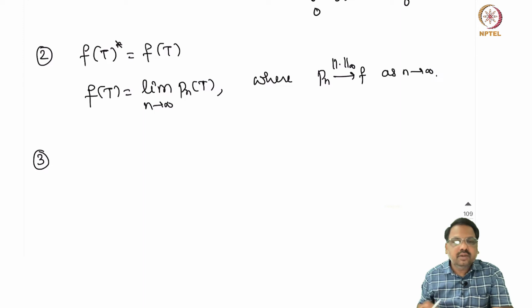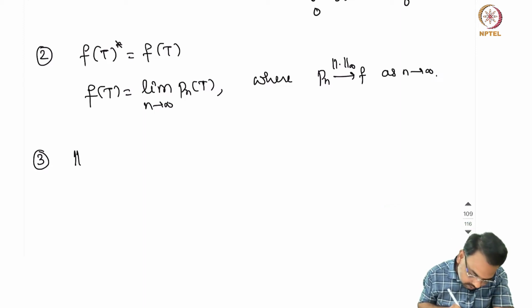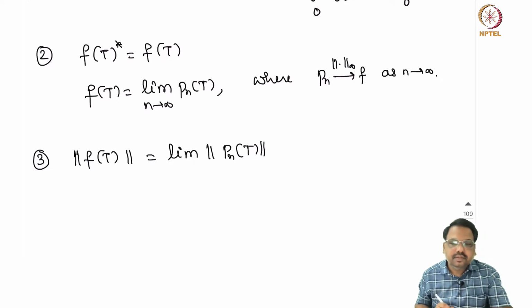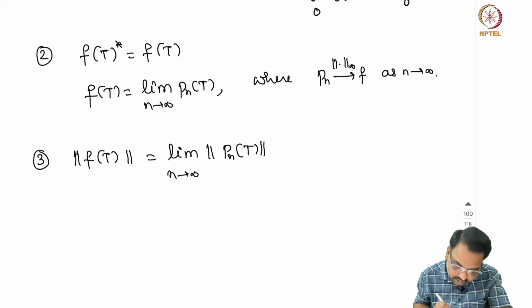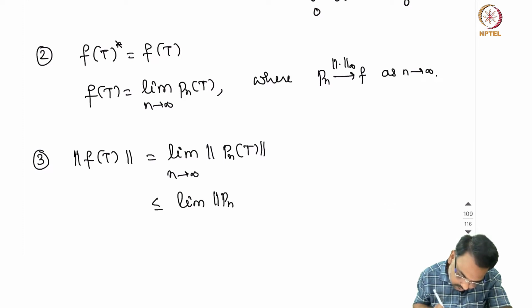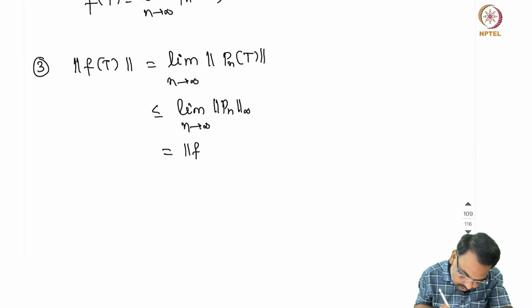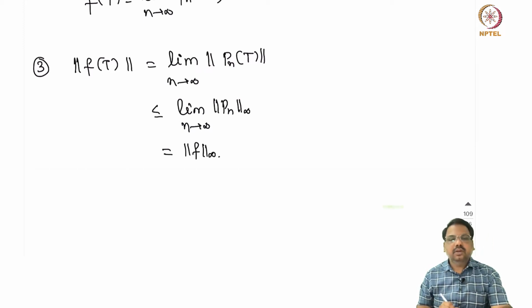The next observation we can make about f of t is that the norm of f of t is nothing but the limit of the norm of Pnt. But we know that the norm of Pnt is less than or equal to the sup norm of Pn, and Pn converges to f uniformly, so the norm of Pn converges to the sup norm of f. Okay.